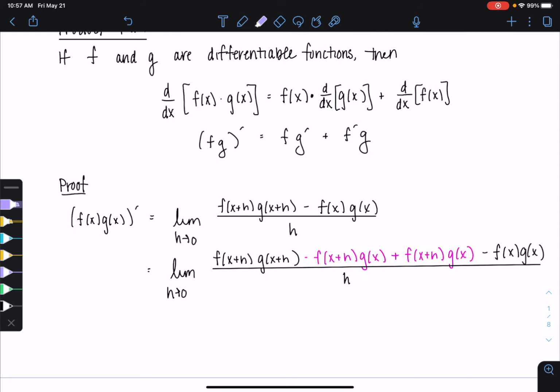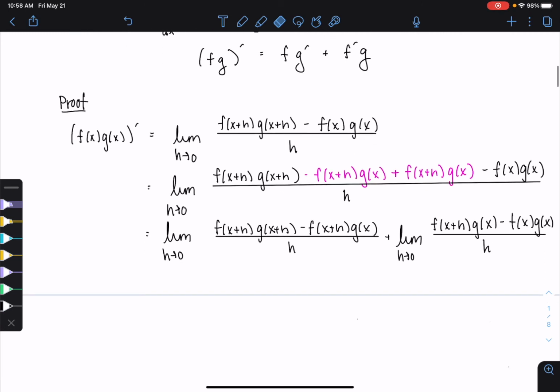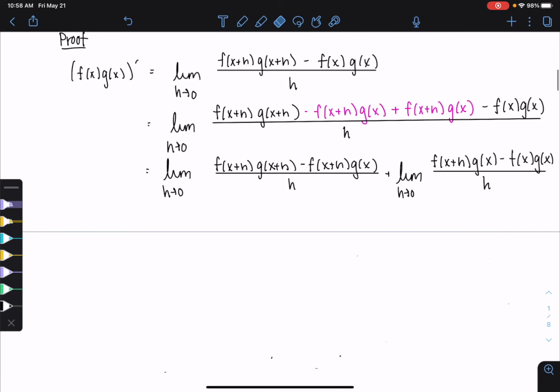If you notice, in this first piece, they both have this quantity f of x plus h. In the second piece, they both have this g of x. So what I'm going to do is split this into two limits. Keep the first two together, keep those second two together, okay? And now we're going to factor out those common pieces. I'm going to take this quantity out of my first one, and g of x out of my second one.